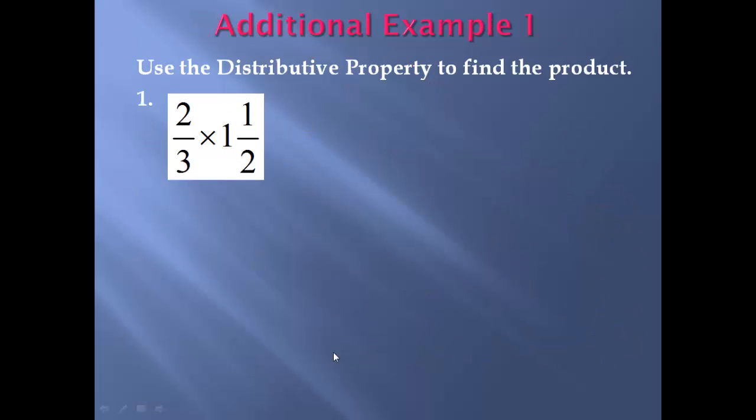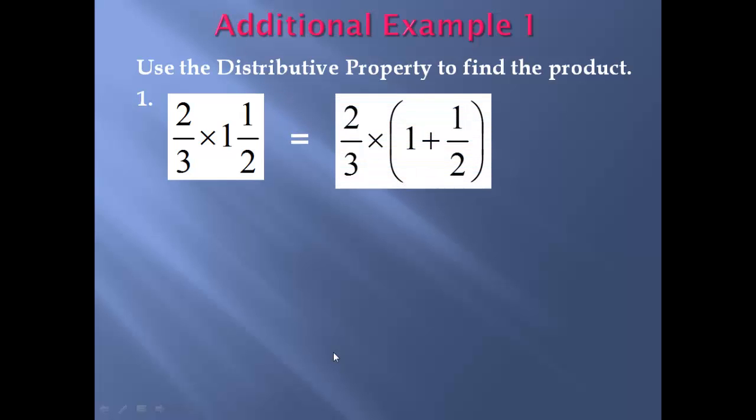Now we have an additional example. You can pause the video and try it on your own, or you may follow along. We're going to use the distributive property to find the product. We have 2/3 times 1 1/2. Our first step is to change 1 1/2 to 1 plus 1/2. So we're going to have 2/3 times the quantity 1 plus 1/2.